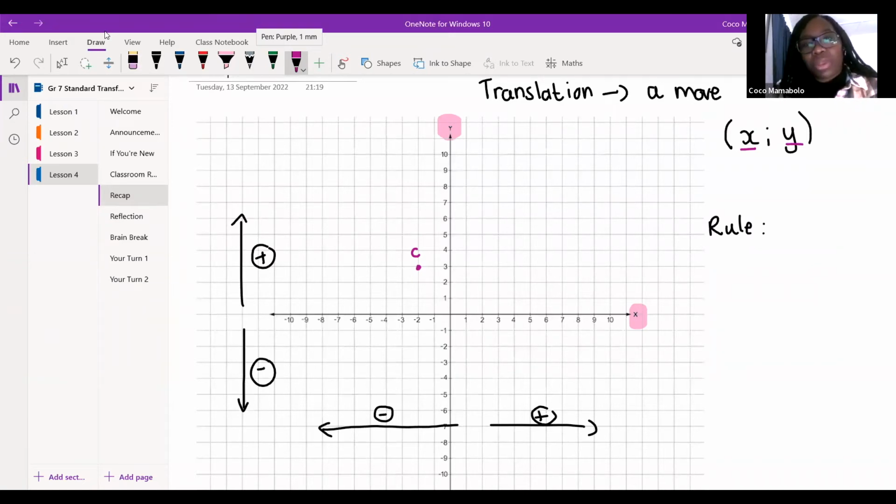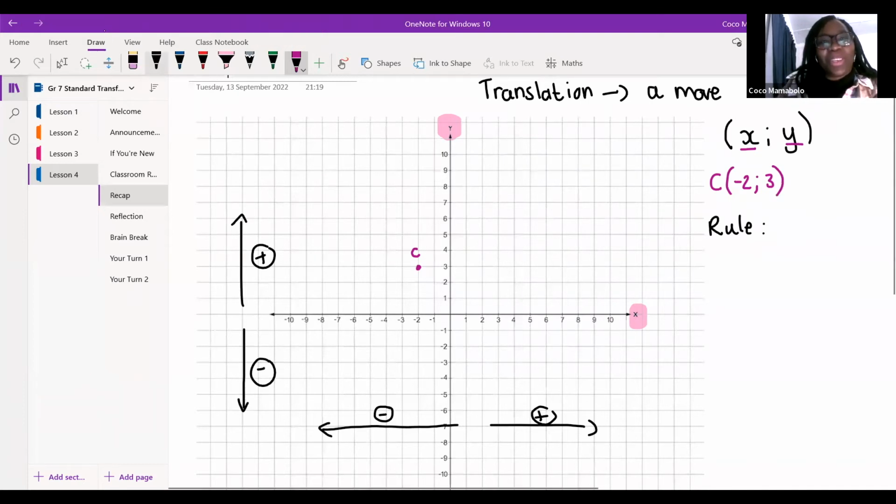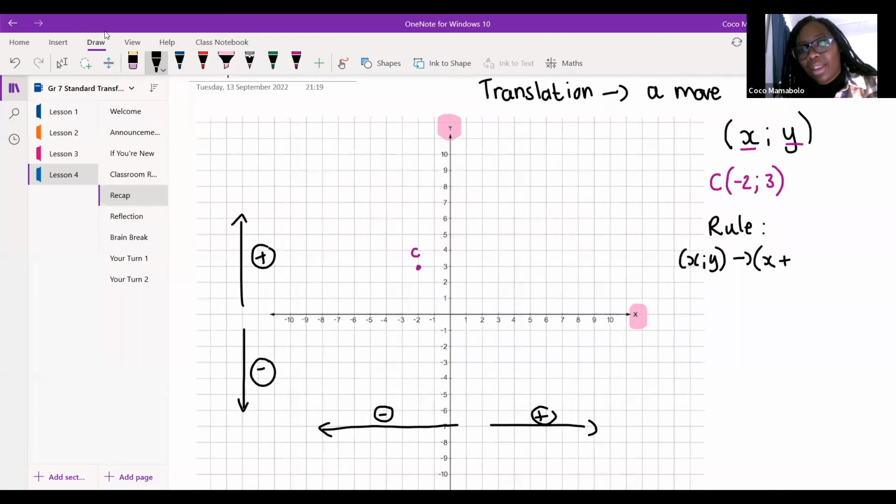All right. My sweetie, can you give me the coordinates for C? Let's start with the coordinates. -2. Good. And 3. Excellent. Okay. -2 and 3. So here's our new rule. We have XY, and what we're going to do is take X and plus 5, and take Y and -4.